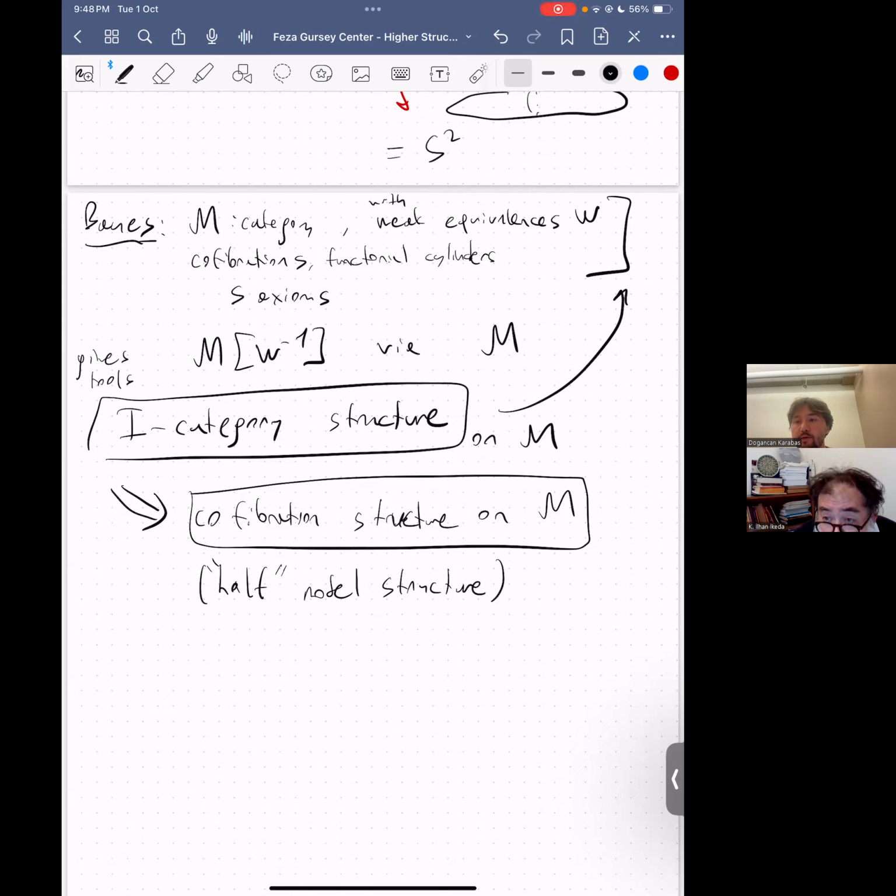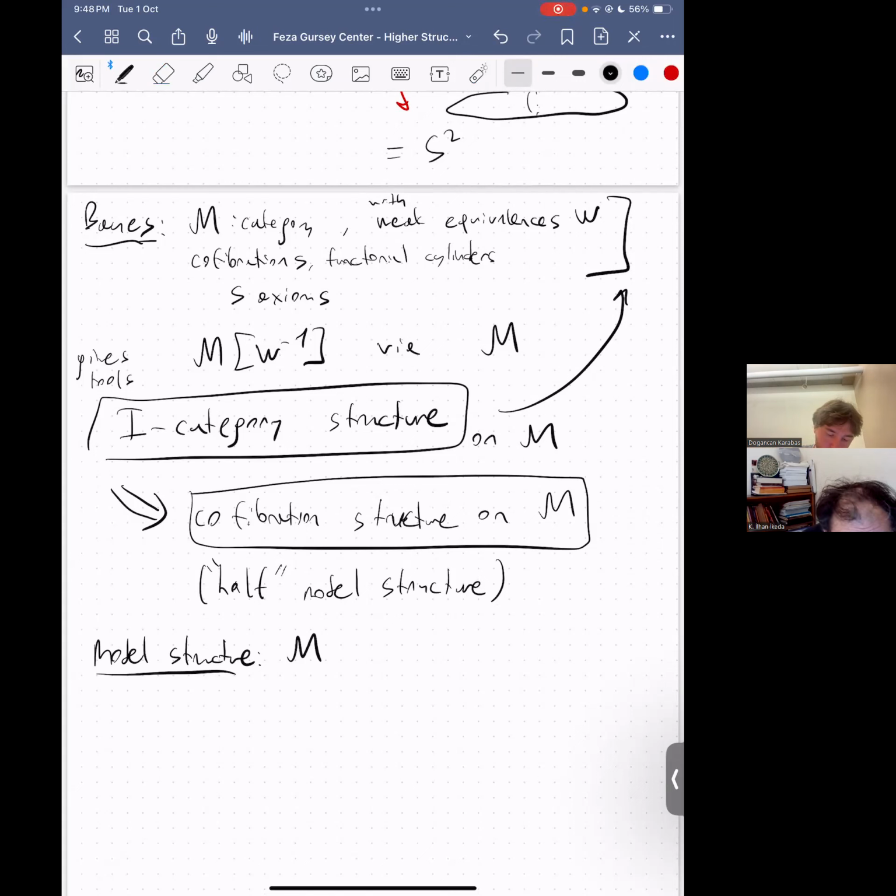Cofibration structure basically, if you model structure, the idea is also similar. The goal is similar and the same: understanding localization via the original category. You give a model structure.